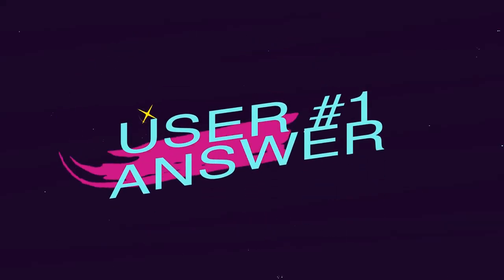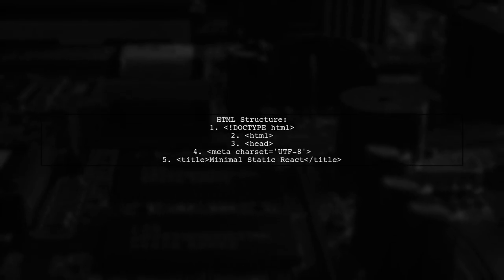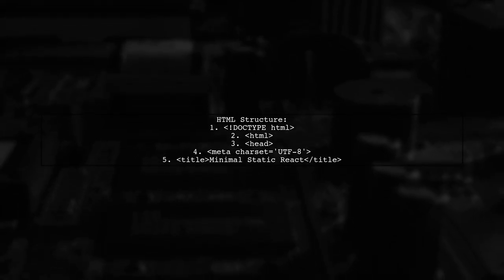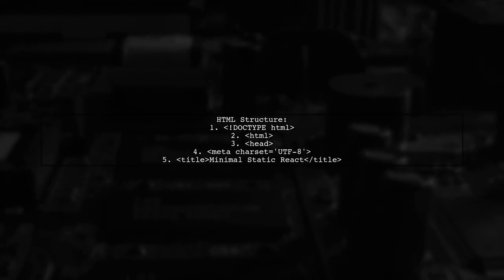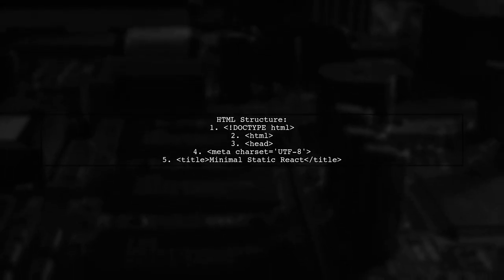Let's now look at a user-suggested answer. Here's a simple way to load ES6 React and Babel code in an HTML file using CDNs. Start with a basic HTML structure, including the necessary meta tags and title.